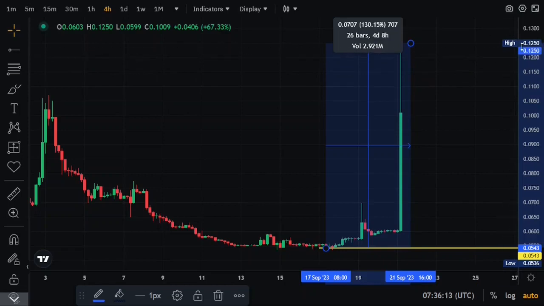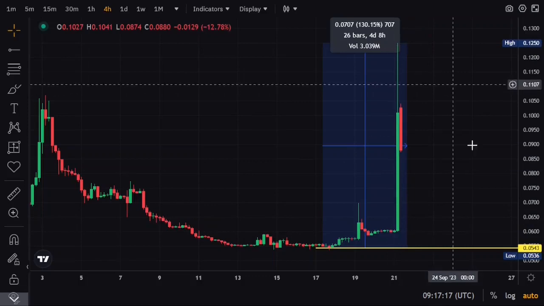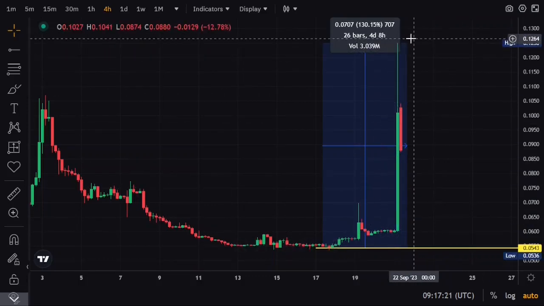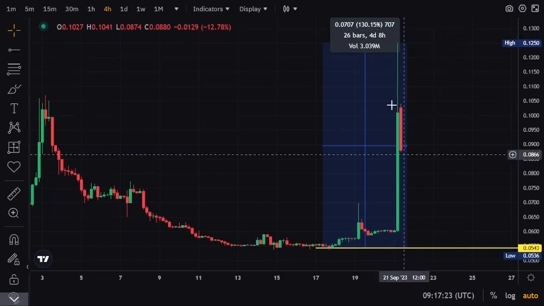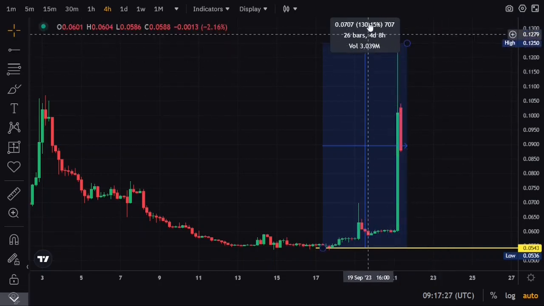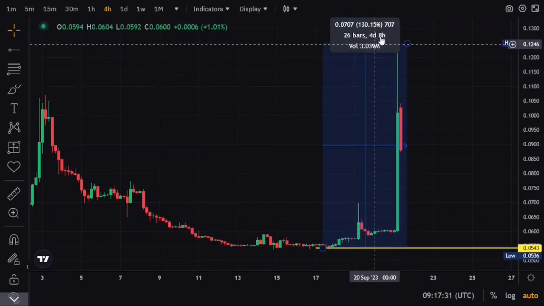is 0.1250 cents. So as you can see on the candlestick price chart data, the most current bullish trend section of the STAT USDT cryptocurrency pair bounced up by approximately 130.15% over the period of 4 days, 8 hours.